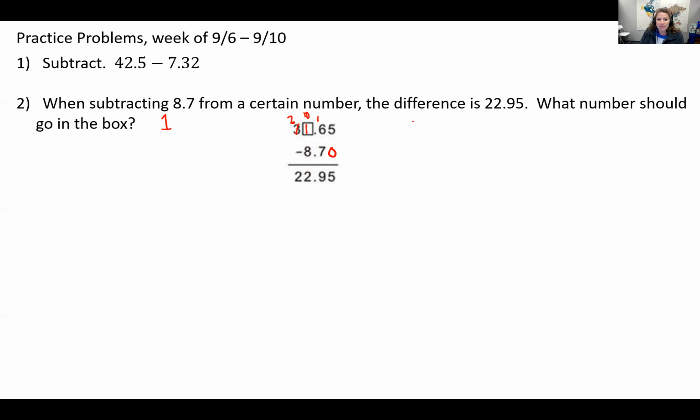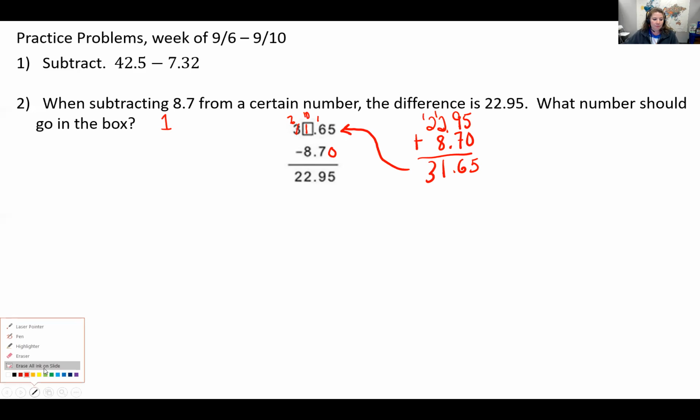But just to double check, I'm going to add 22.95. I want to add the answer with 8.7 and make sure I get 31.65. So 5 plus 0 is 5. 9 plus 7 is 16. 8, 9, 10, 11, carry the 1, that's 3. All right, so that matches. So I know that my answer of a 1 is correct.